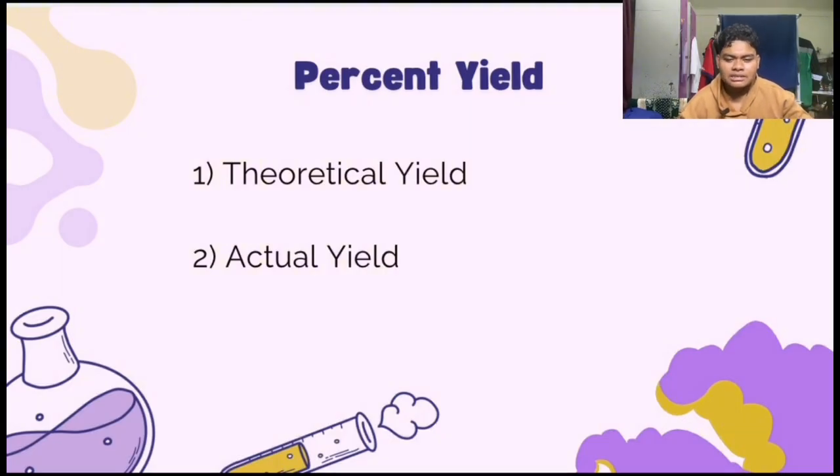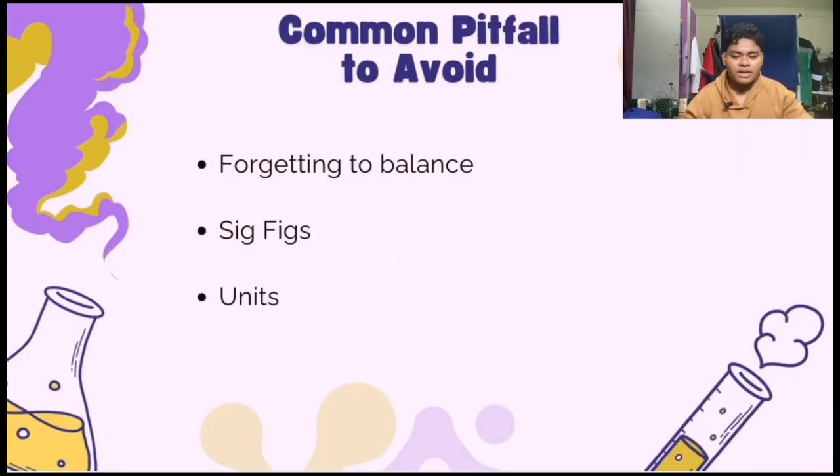And lastly are common pitfalls to avoid. First, don't forget to balance the equation. It is very important because if you don't balance it, or balance it wrongly, it will ruin the whole calculation. Second is significant figures, and lastly is units. Don't forget or use the wrong units.